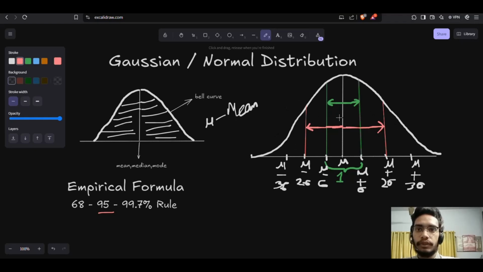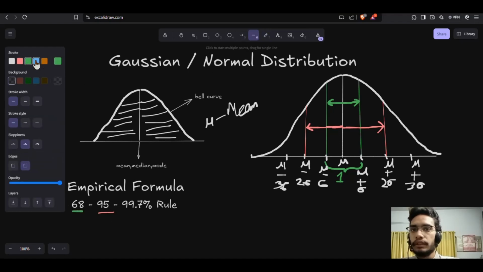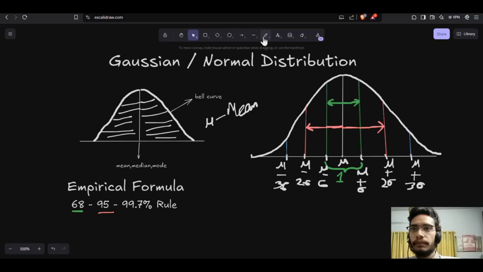It also includes the first standard deviation region. So this whole region contains 95% of your data. The first standard deviation contains 68%, the second is 95%. If I talk about the third standard deviation, let me draw this with blue. So this is your third standard deviation.